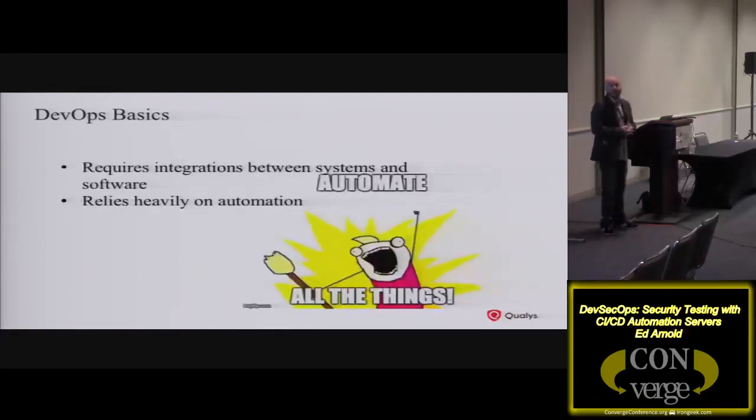It really requires integrations between systems and software. Everything's happening so fast. If you don't have those integrations and you're trying to inject manual processes in there, you're going to be seen as a roadblock. There's just no way around it. It relies heavily on automation, so heavily that there's a meme about it. You know it's becoming a big thing when we have an automate all the things meme.